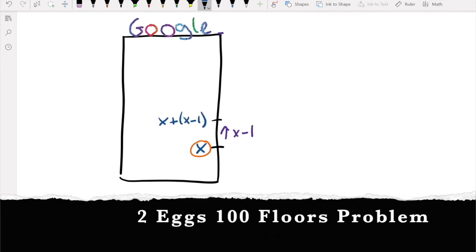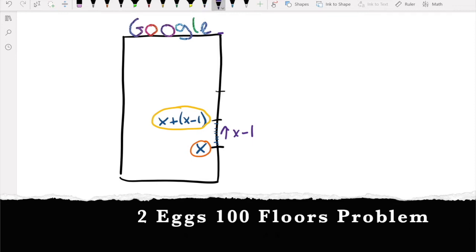Now, the reason for that is, say it breaks on this second drop here. If you want to have the same number of worst case scenario drops, then there has to be 1 less drop for the second egg. When you start going like this, and you check all the numbers before, it has to be 1 less floor in between there if you're going to end up with the same number of drops.